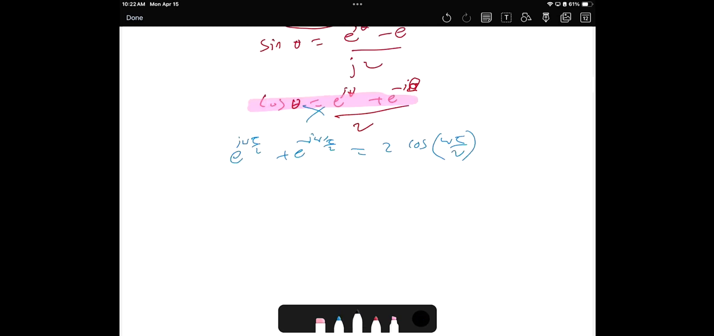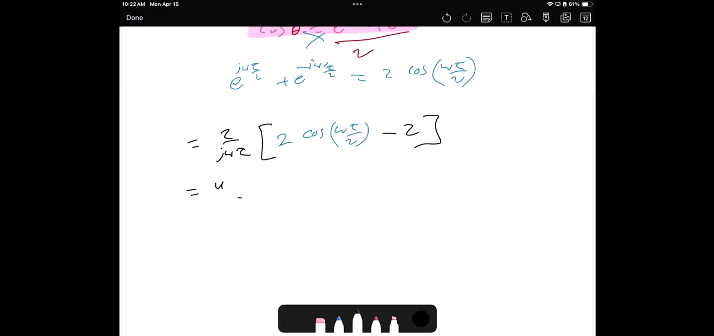As a result, we can substitute it as 2 over jωτ, then here we calculate 2 cosine(ωτ/2), then minus 2. Understood? Let's simplify it more and more. Taking 2 as a factor, this yields 4 over jωτ, then cosine(ωτ/2) minus 1. Now, can we simplify this?